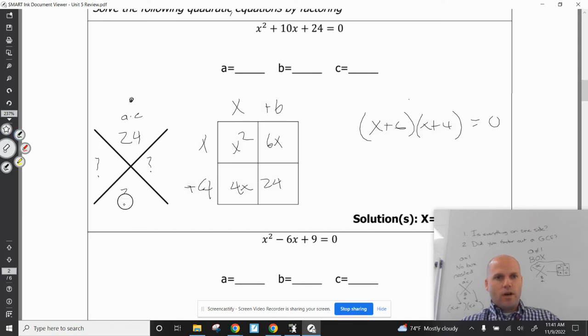Okay. What else do we notice? Oh, 6x and 4x. When I distribute this, I got 6x and 4x. They add to get the middle. So we got this concept of our B, 10. We're going to find two numbers that multiply to get A times C and add to get B.